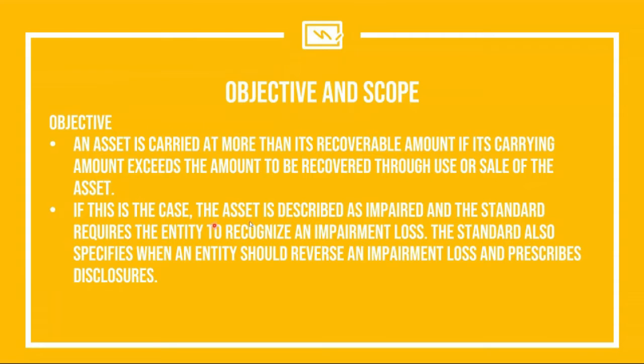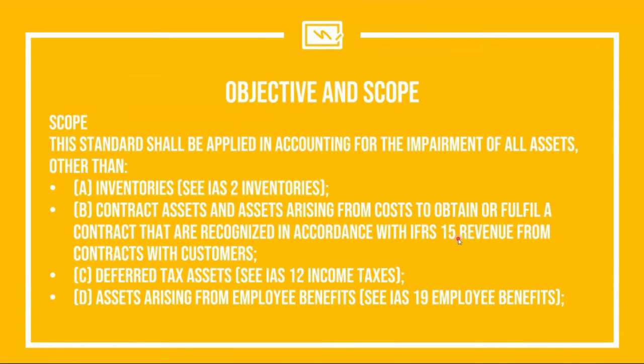So if this is the case, the asset is described as impaired and the standard requires the entity to recognize an impairment loss. The standard also specifies when an entity should reverse an impairment loss and prescribes certain disclosures. So these are all the items that we're going to discuss.